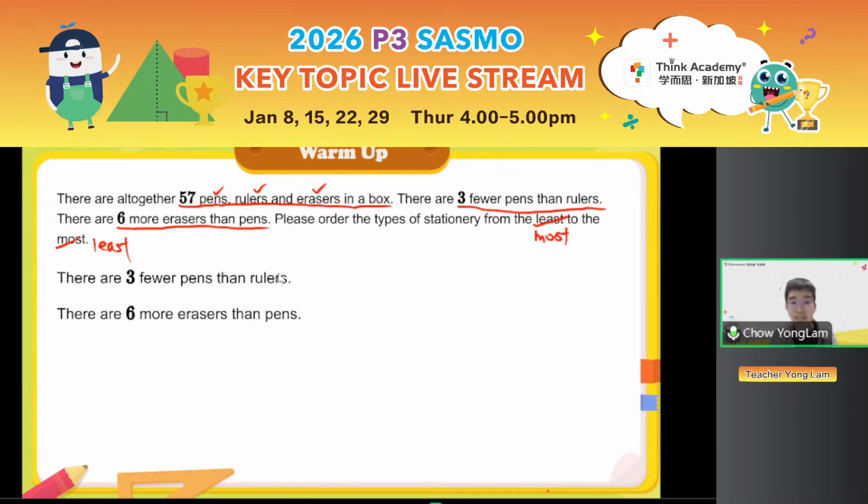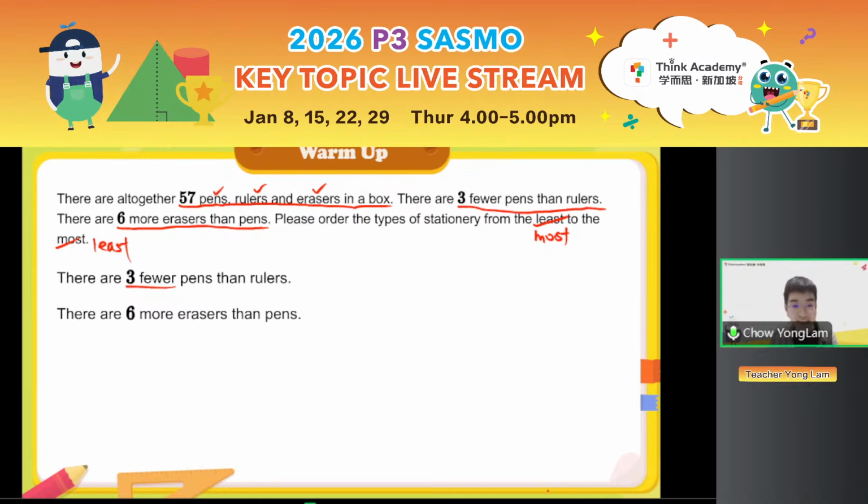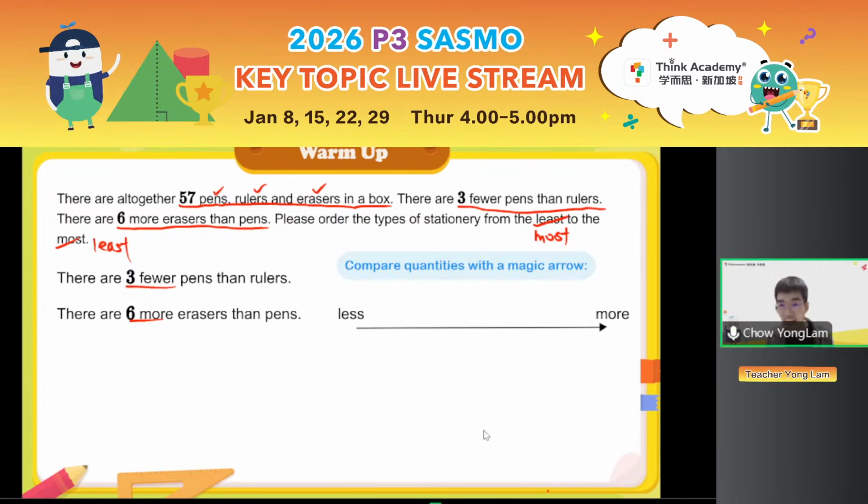There are 3 fewer pens than rulers, so this is the difference between the pens and the rulers. There are 6 more erasers than pens, another difference. So we need to first find out how to draw the model, right? How long or how short is each bar? So we need to compare who is more and who is less. To do that, what is the tool that we use? What is the tool that we use? Stop spamming, okay? So answer me, what tool do we use? We use a magic arrow or a number line, right? To arrange the items from the less to the more, right? Which is less, which is more.